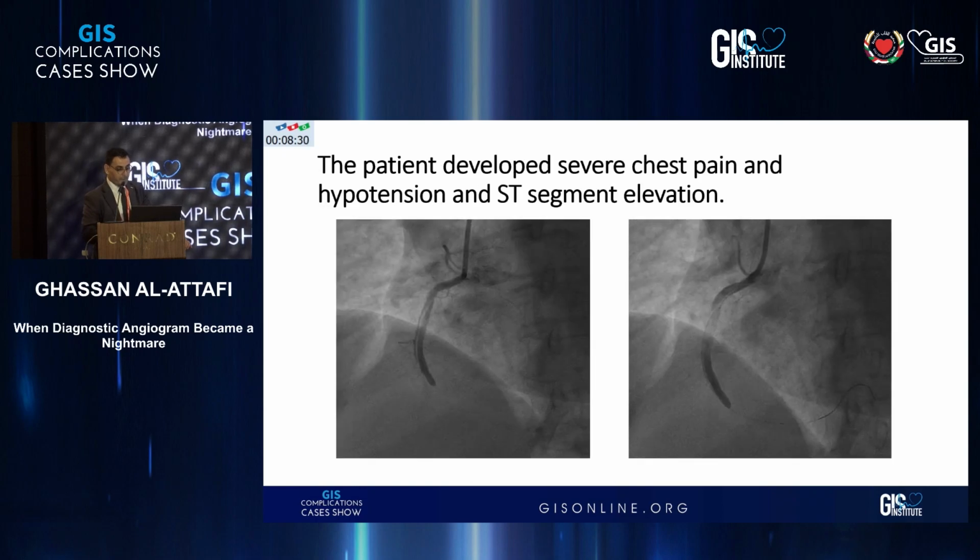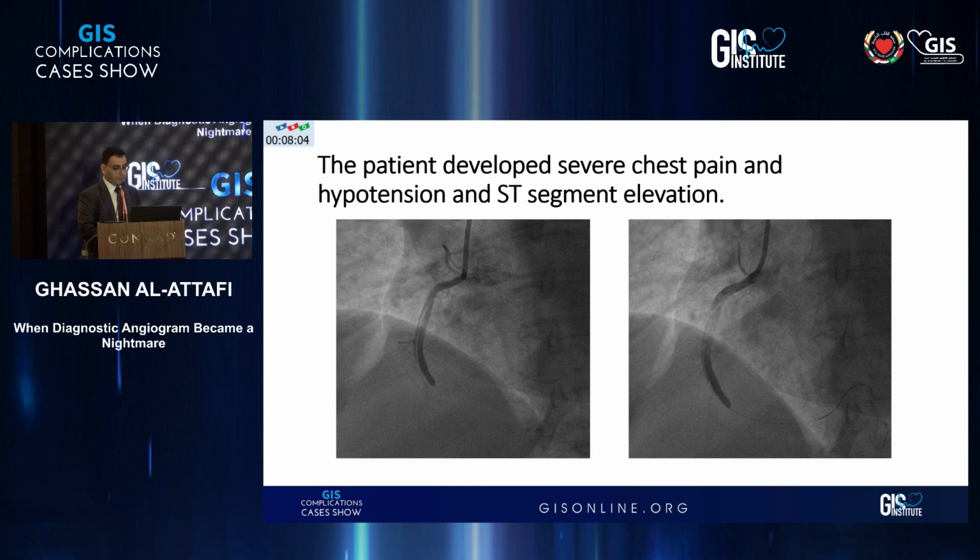After that, on the third injection, it became clear that there is a spiral dissection. It started first as grade B, then extended after further injection into grade E or grade F, which is total occlusion. At that moment, the patient started to develop severe chest pain, hypotension, and ST elevation.